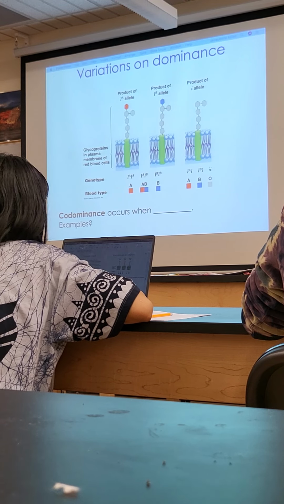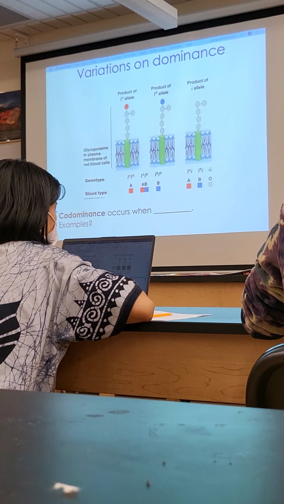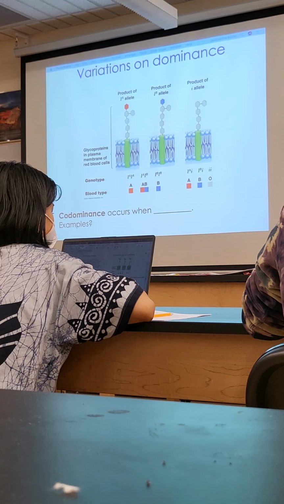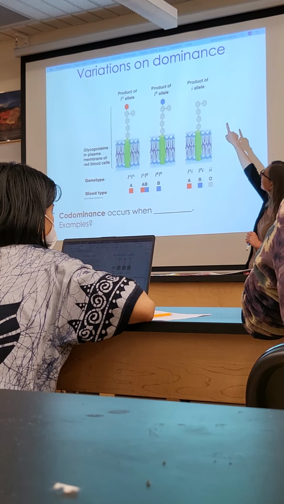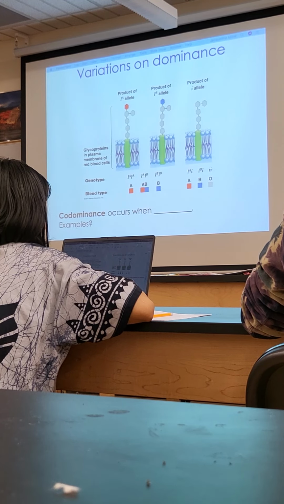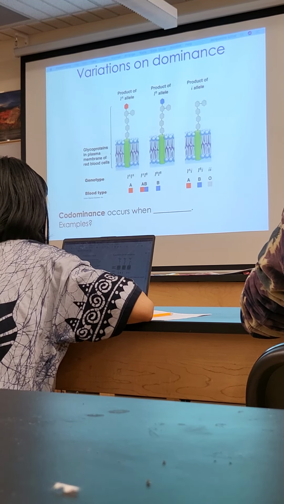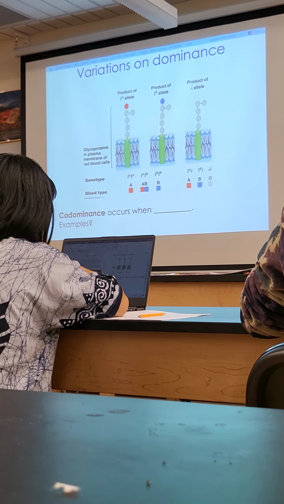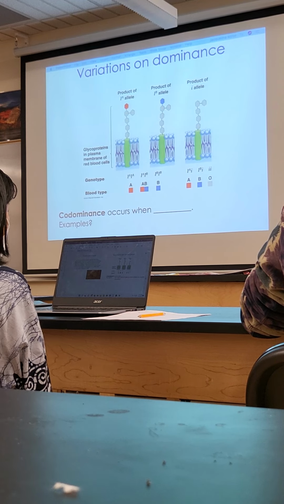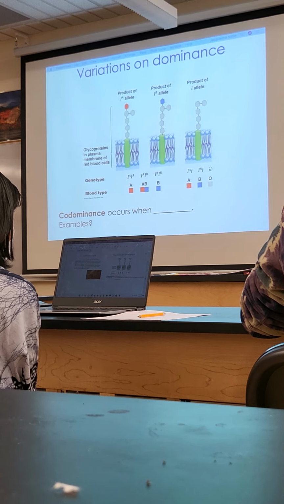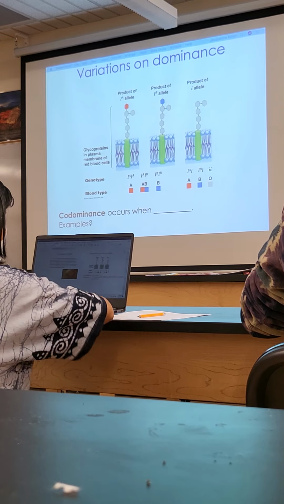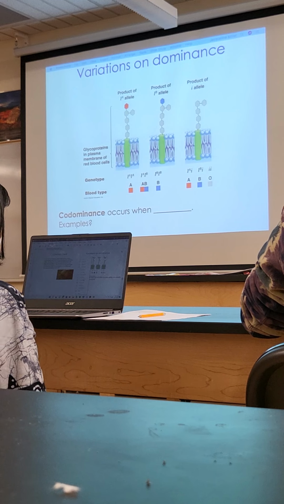How do we get type O? Does anybody know what happens for type O? It's shown right here with the little i. Yeah, it's basically a broken enzyme, so it's not transferring anything. So if you have little i, it means that there's no additional sugar that gets passed. If a person has two little i's, there's nothing extra added to the base. So you see there's no red or blue. They would have type O. This person would have type AB.